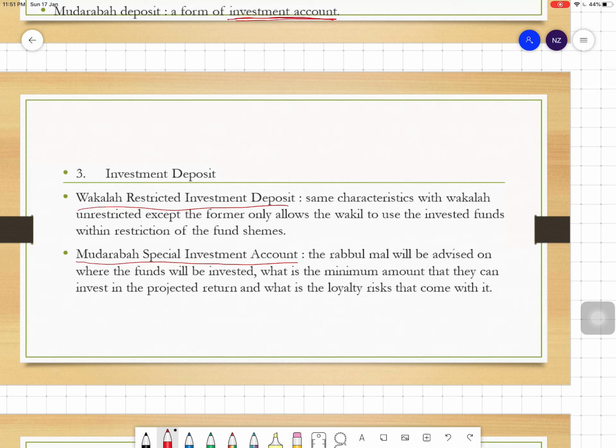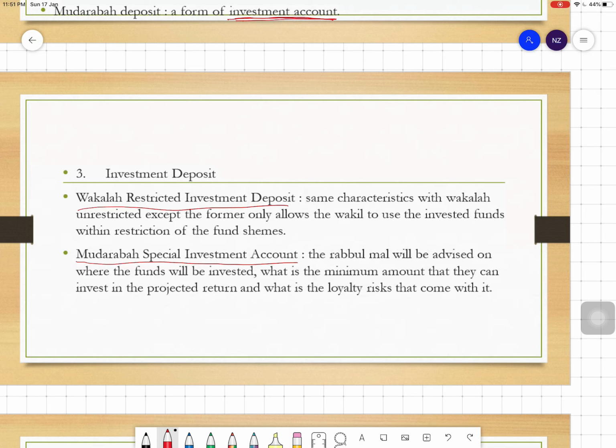And then as for Mudharabah Special Investment Account, it is when the Rabbul Mal will be advised on where the funds will be invested, what is the minimum amount that they can invest, the projected return, and what is the loss risk that comes with it.